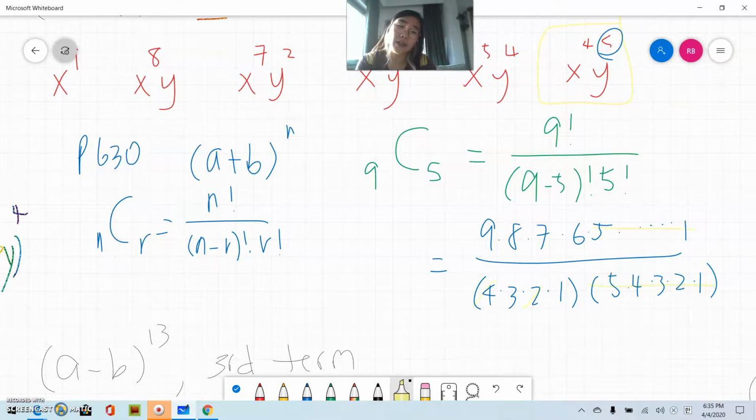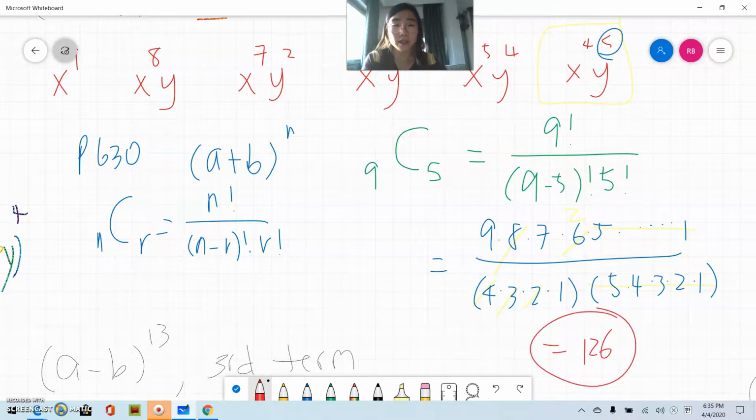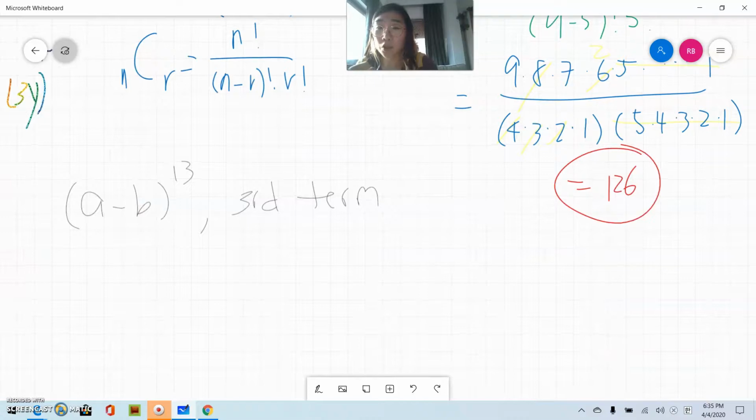And then I can kind of do something like this if I'm not using a calculator. So it's 9 times 7 times 2, which is 63 times 2, which is 126. So I can just say my coefficient for the sixth term for this particular expression was 126. Okay? So then let's apply to this one.